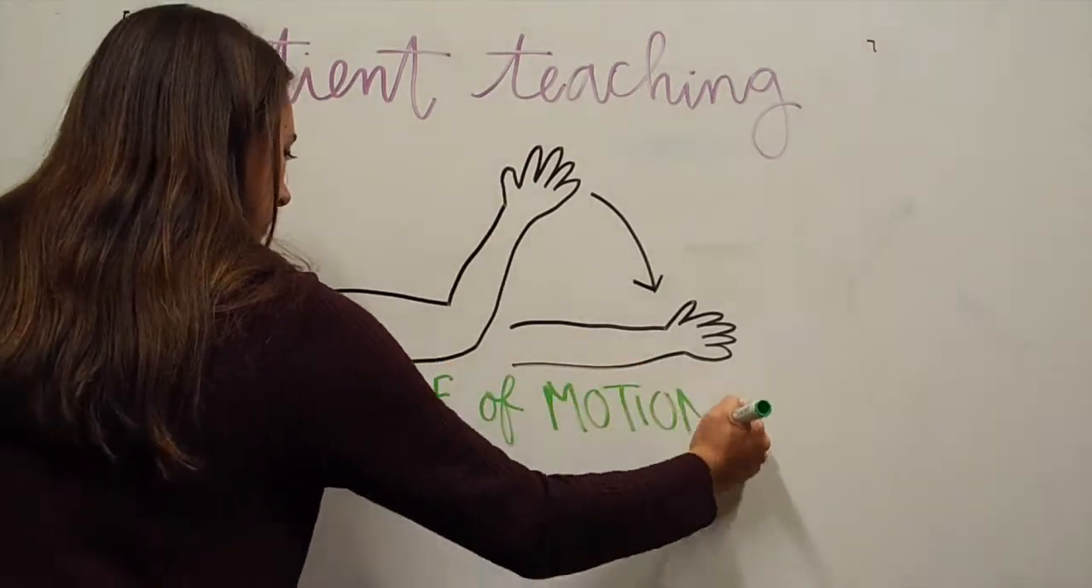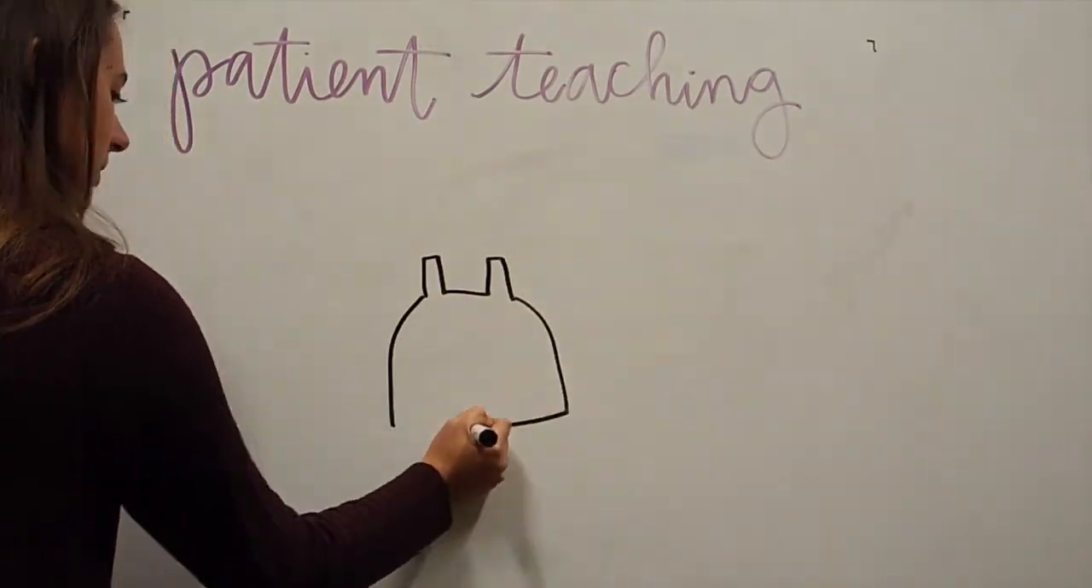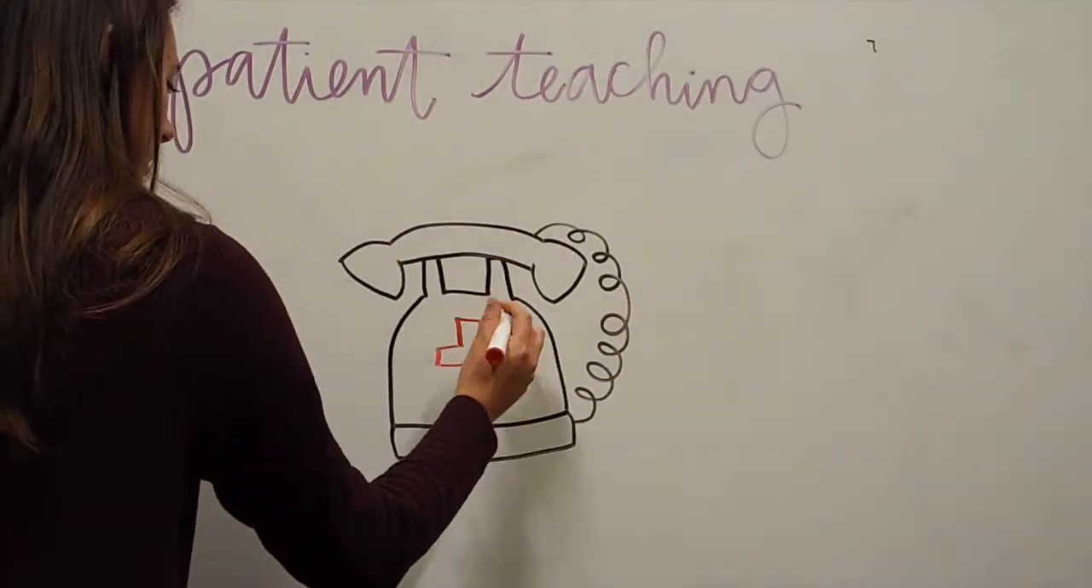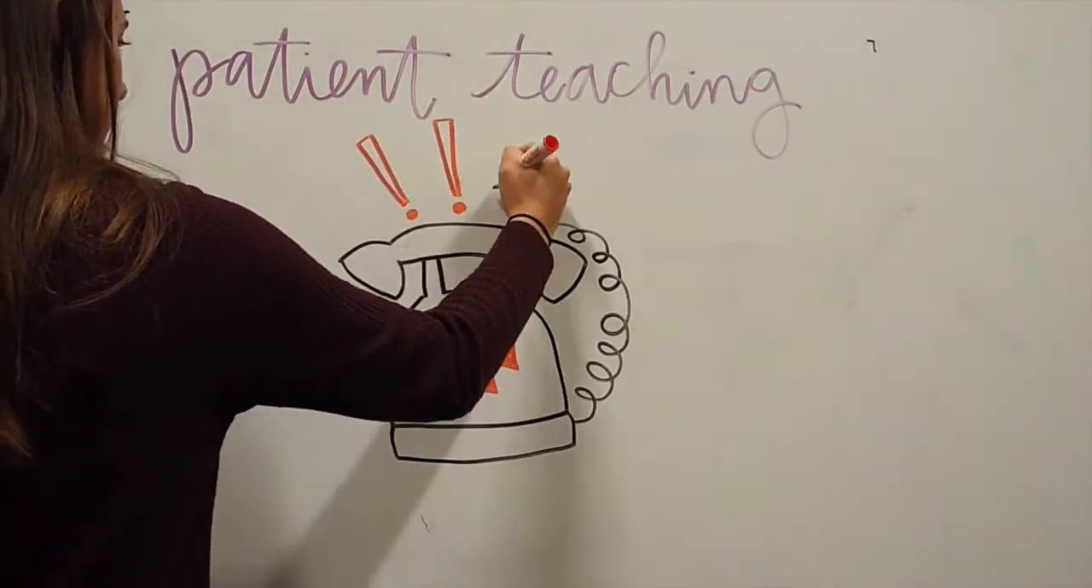A final thing to teach stroke patients and their loved ones is how to identify signs of another stroke because they are more at risk. Be sure to teach them the FAST method and the appropriate steps to take should the patient experience another stroke.